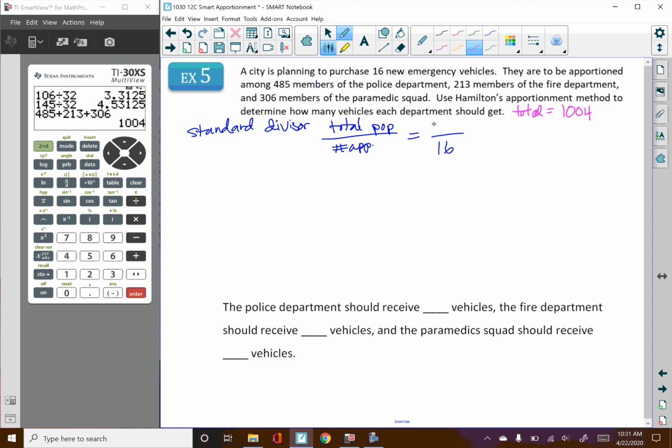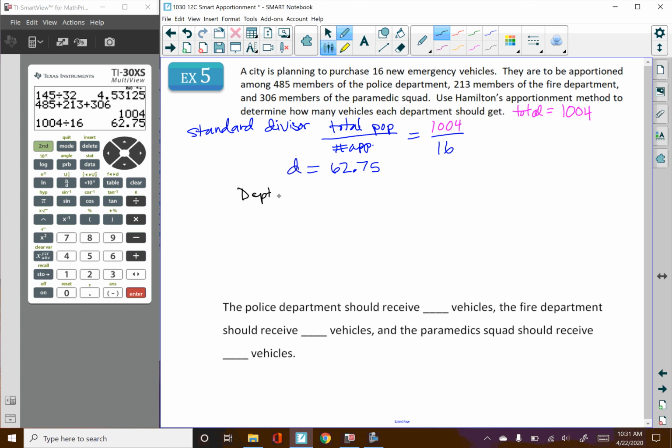Okay, so that total is what we divide by 16. So that means our standard divisor is 62.75. Now, on our other examples, our standard divisor was a whole number. It absolutely does not have to be. A decimal standard divisor is just fine. So we have our standard divisor. So now we're going to start our apportionment.